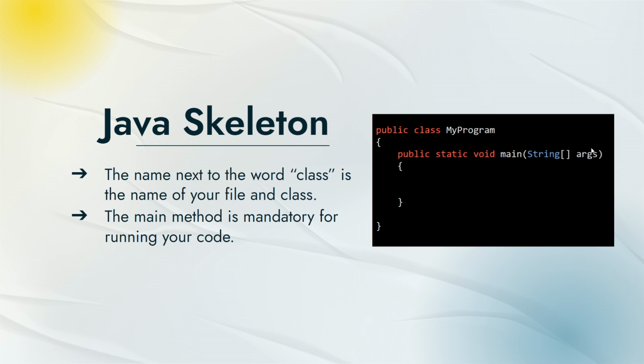And this is the main method. You don't need to memorize it in any way. All you need to know is it is mandatory for running your code. In many other programming languages, you might just start writing your code on a blank line. However, you cannot do that in Java. You need the public class file name as well as the main method. And inside the main method is where you write most of your code.